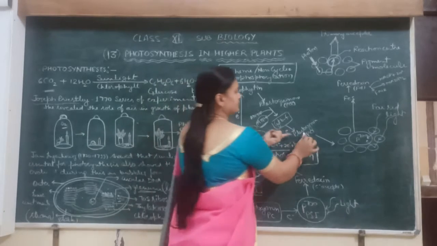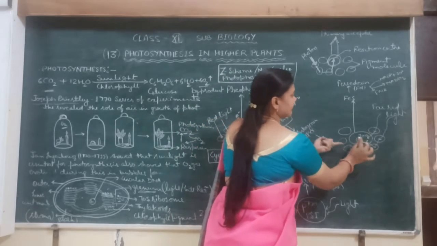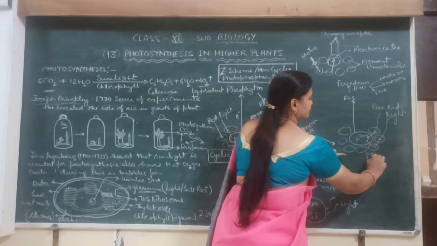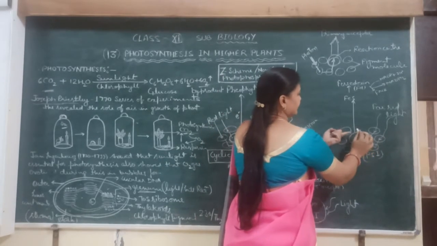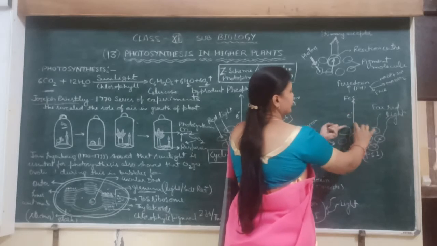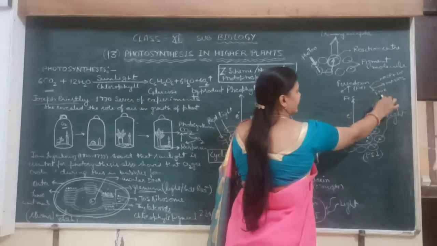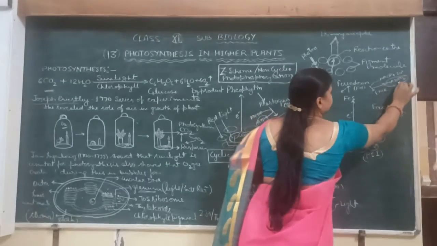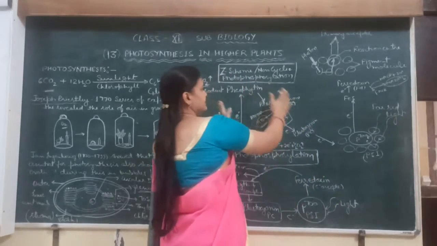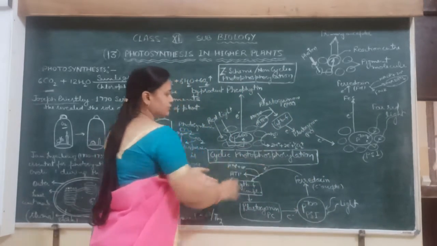Okay. Then from the plastocyanin the electron goes to P700. P700 is photosystem first, and from P700 the electron goes to the FeS, then ferredoxin and FNR, and during this one NADPH2 molecule is formed. So this is the Z scheme or non-cyclic photophosphorylation, and the second one is cyclic photophosphorylation.